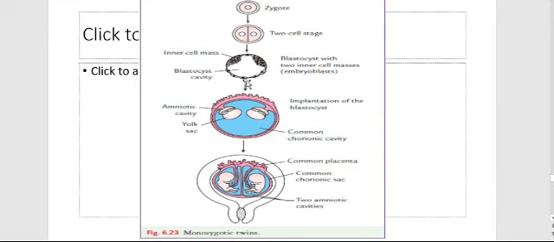Because at the stage they were formed, the trophoblast had already been formed, we can't form another one. So during formation of the placenta, they just have to share it. But at this stage, we haven't formed the amniotic cavity, so each one will form their own amniotic cavity. They'll lie in their own amniotic cavity, but they'll share the placenta, because at this stage we already have the trophoblast.